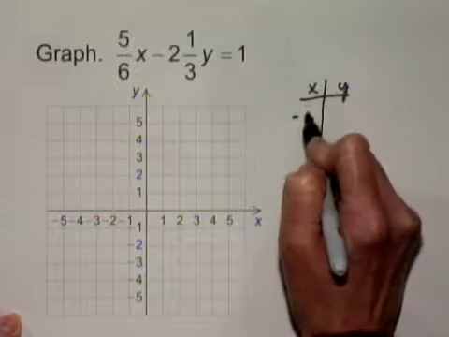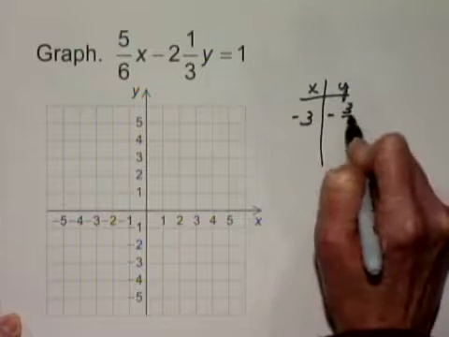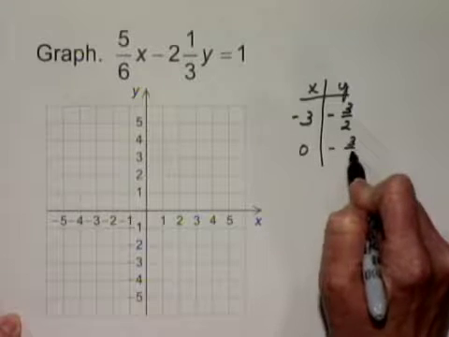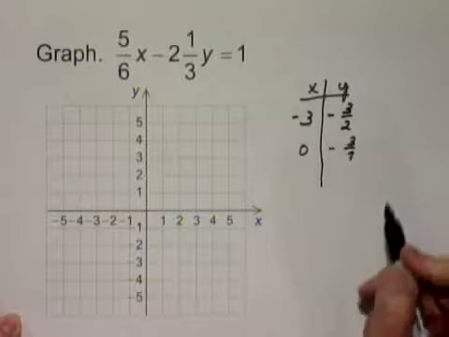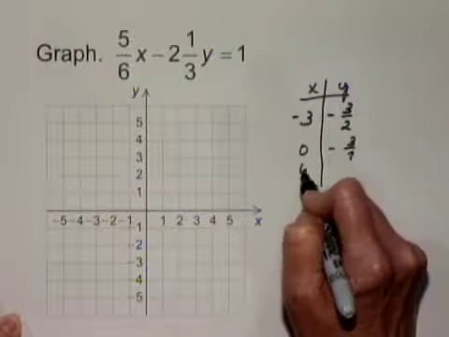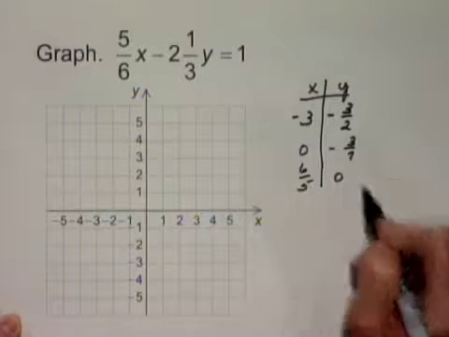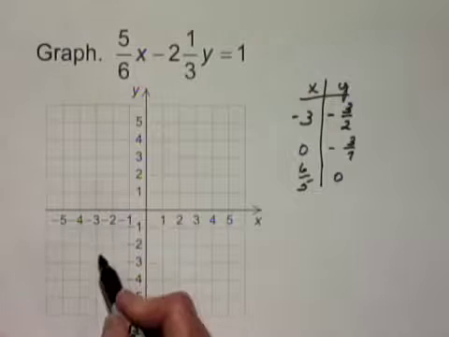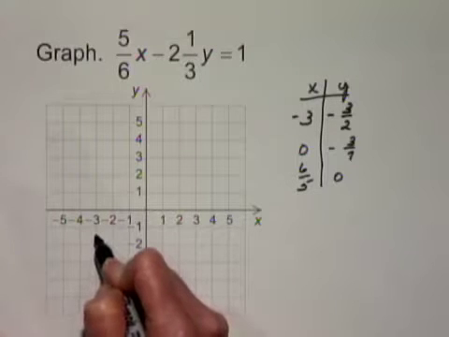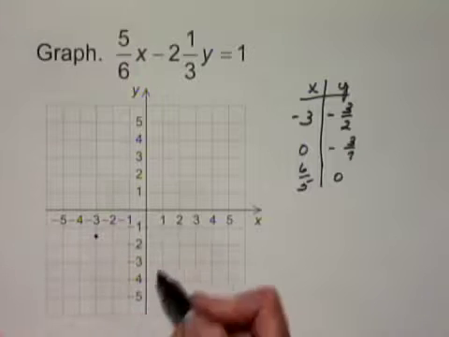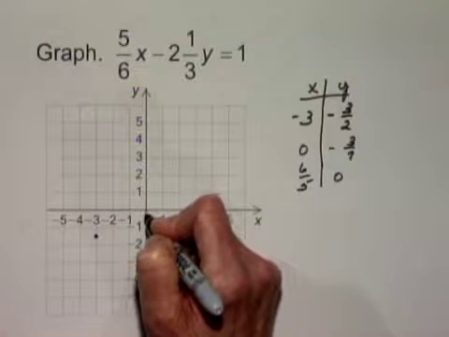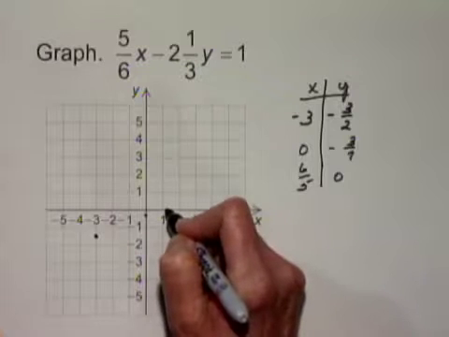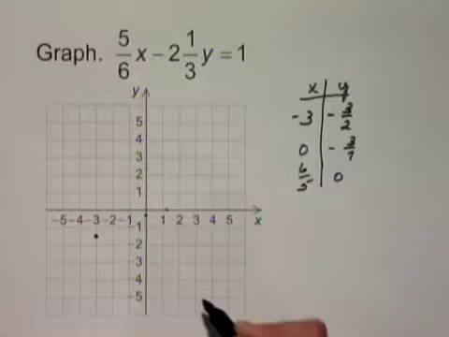We had -3, -3/2, we had 0, -3/7, and we had 6/5, 0. So let's plot those 3 points. -3, -3/2 is here. 0, -3/7 is about here. And then we have 6/5, 0, which is right about there.